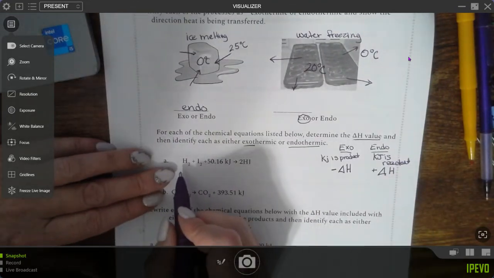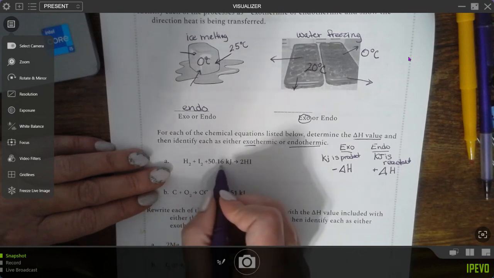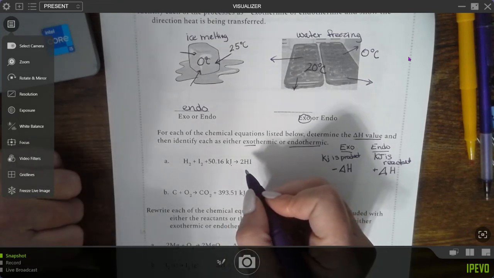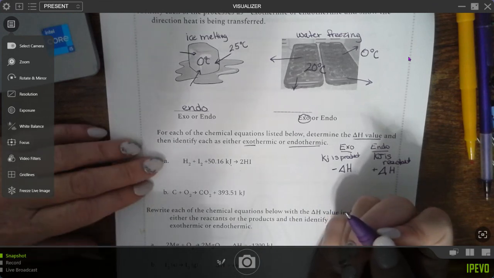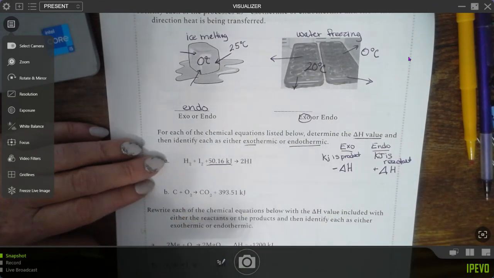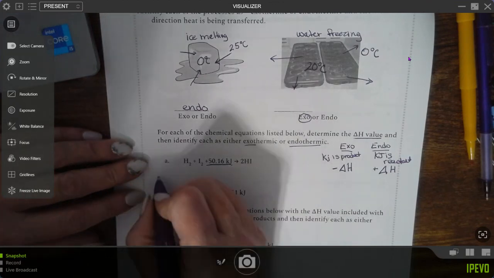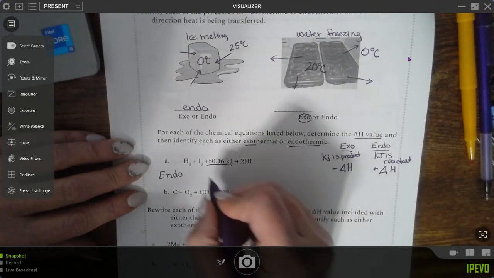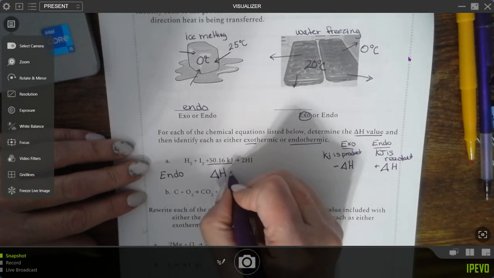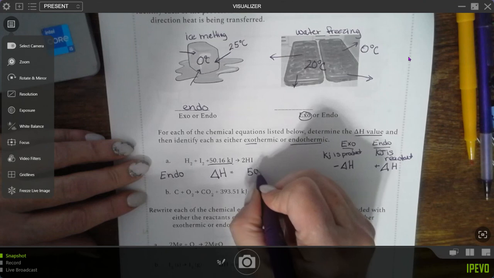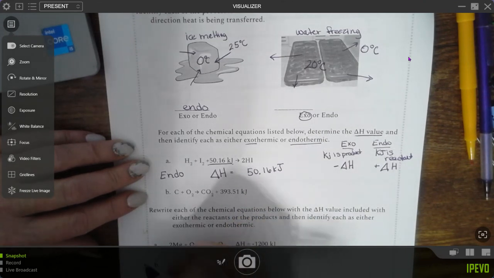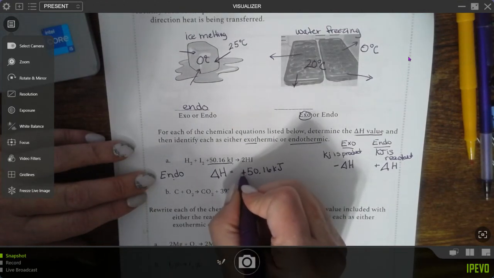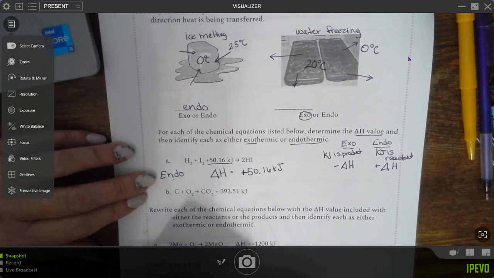If I look at this reaction, we have hydrogen plus iodine plus 50.16 kilojoules produces hydrogen iodide. The energy is on the reactant side, so the first thing we can say is that this is an endothermic reaction. Now it asks me to tell what delta H is. Delta H is going to be 50.16 kilojoules. We need to know, is that positive or negative? Since this is an endothermic reaction, the delta H is going to be positive.